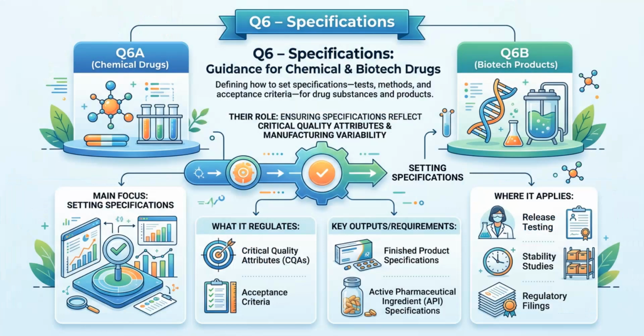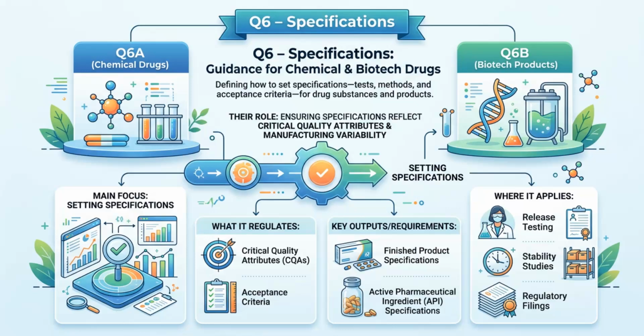Q6 specifications. Q6A chemical drugs and Q6B biotech products define how to set specifications, tests, methods, and acceptance criteria for drug substances and products. They ensure that specifications reflect critical quality attributes and manufacturing variability.